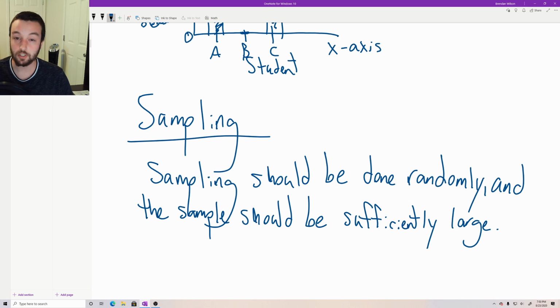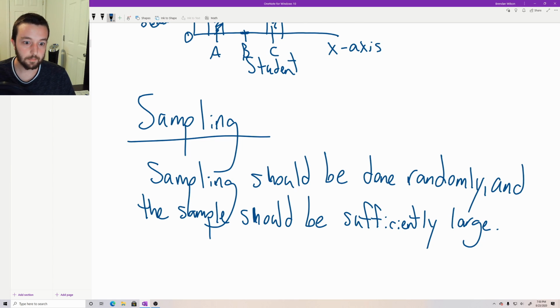So what does sufficiently large mean? Well, it really depends on the context. For example, is 10 large enough? Probably not. Probably not in any context. Is 1,000 large enough? Maybe. It depends on the context. Okay. It should be reasonably large, but it should definitely be taken randomly.